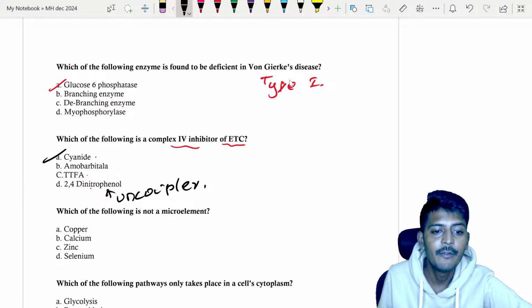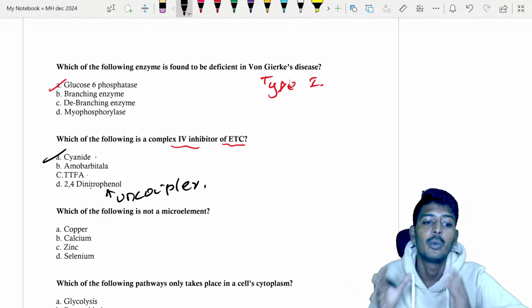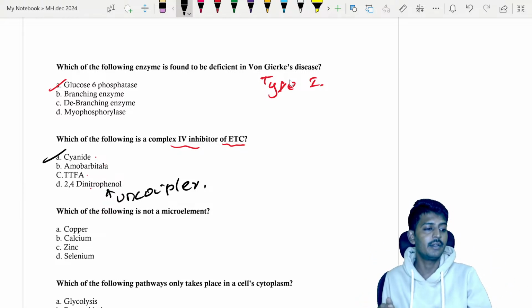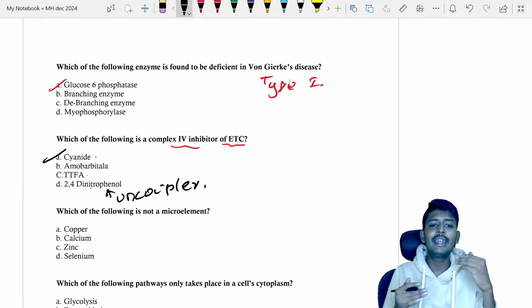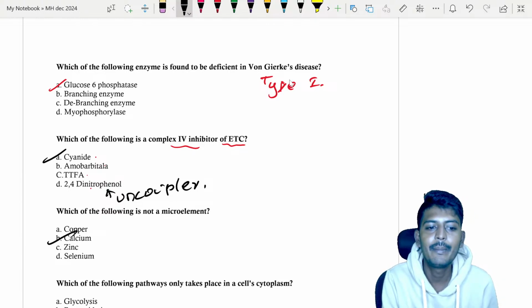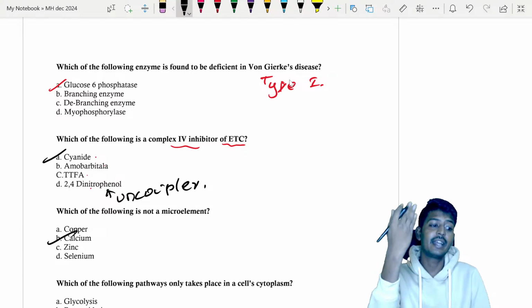Which of the following is not a micro element? Micro versus macro is based on the daily requirement. If a large amount is required daily, we call it a macro element. So the one which is not a micro element is calcium. The amount of calcium we require is in grams. That's why.